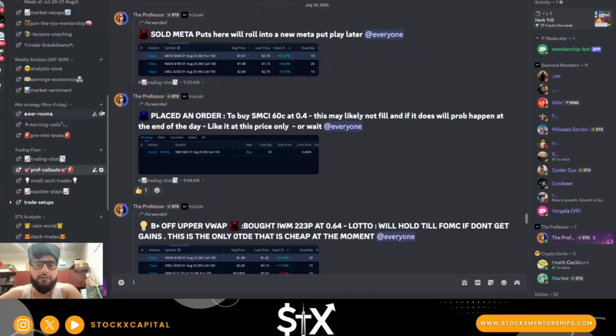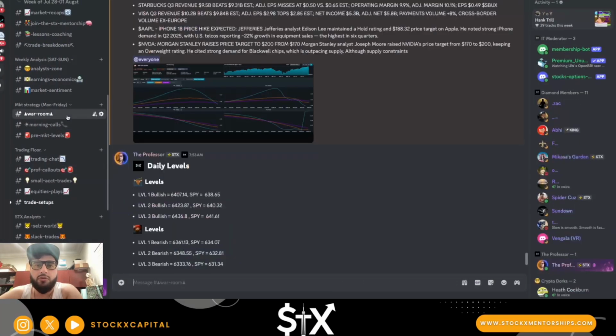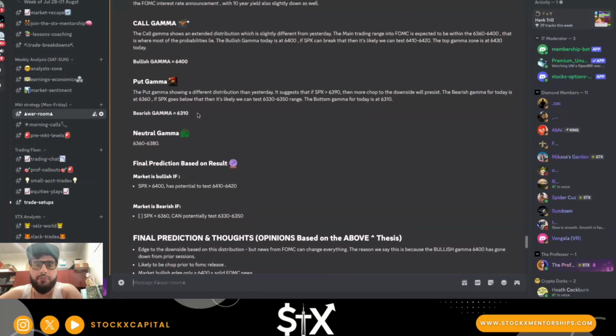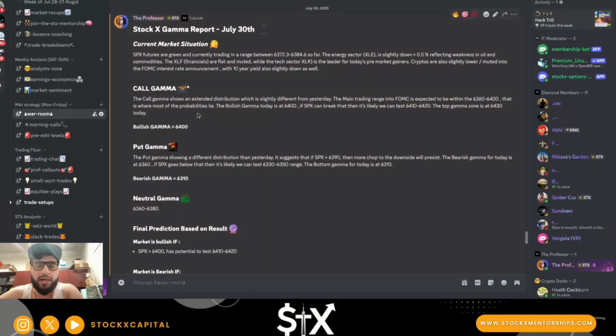Now, starting off in our market structure room, which is our war room, we give the daily levels, going over bits and pieces about what's happening in the market, what's moving. Pretty much, we started off the day seeing that the energy sector was slightly down, oil and gas commodities are down, financials are flat, and the tech sector was pretty much a leader.